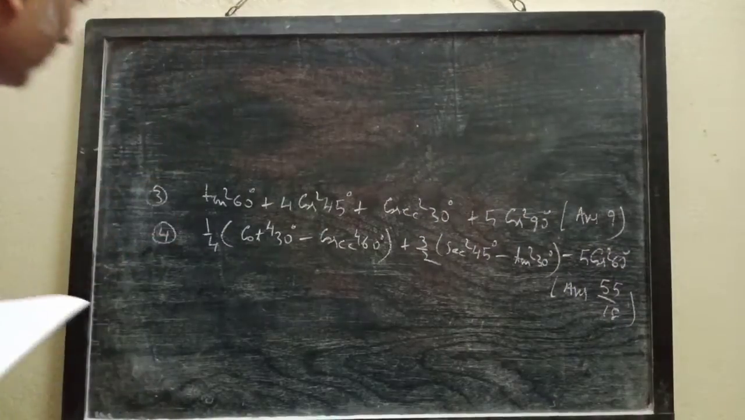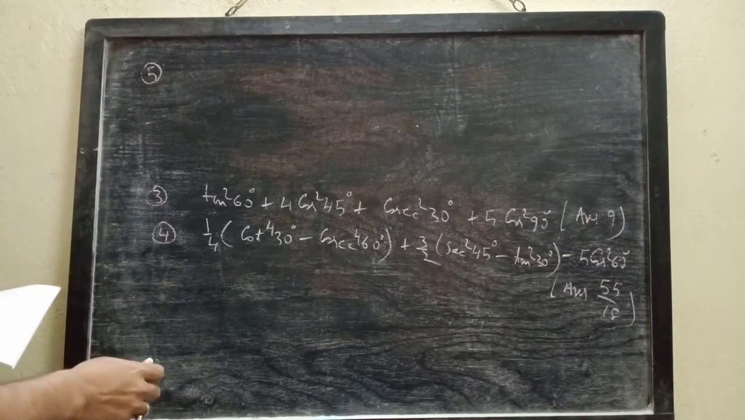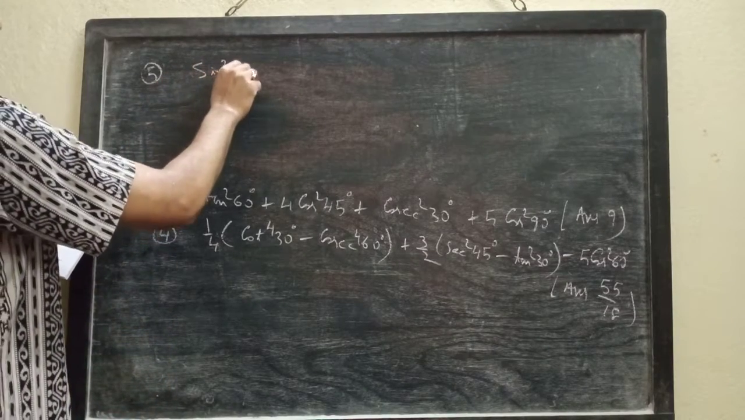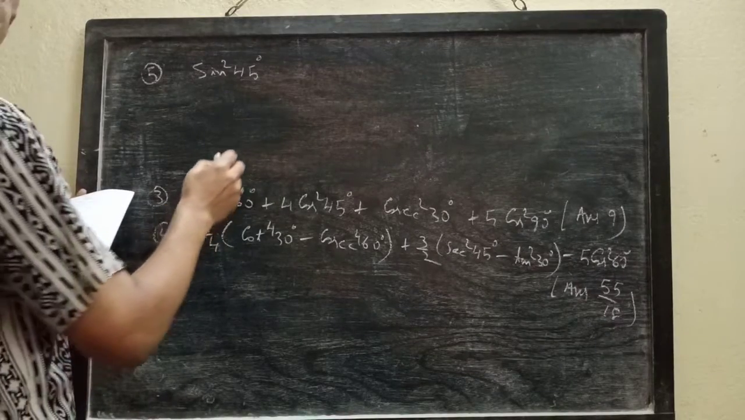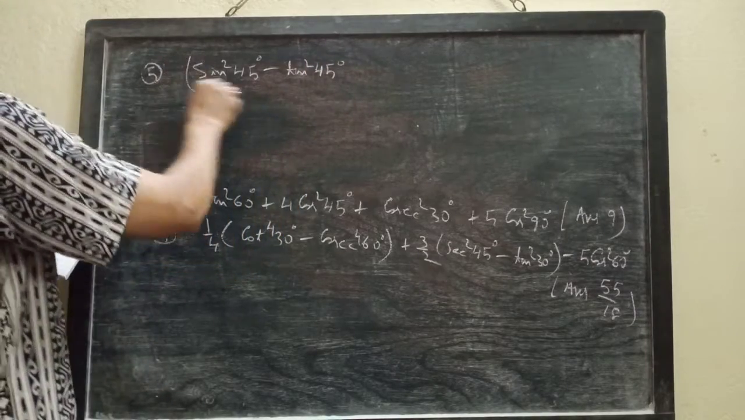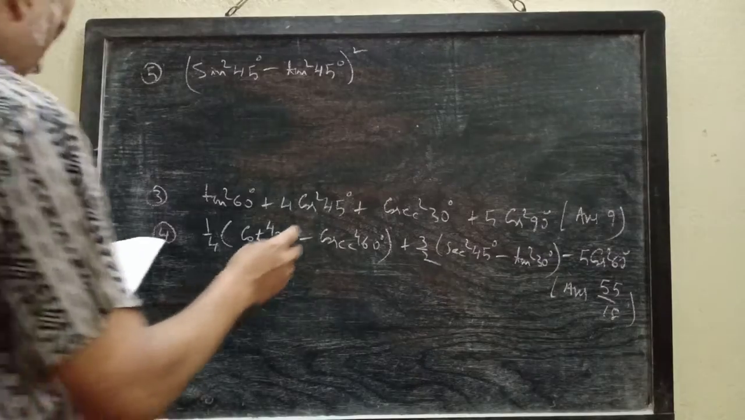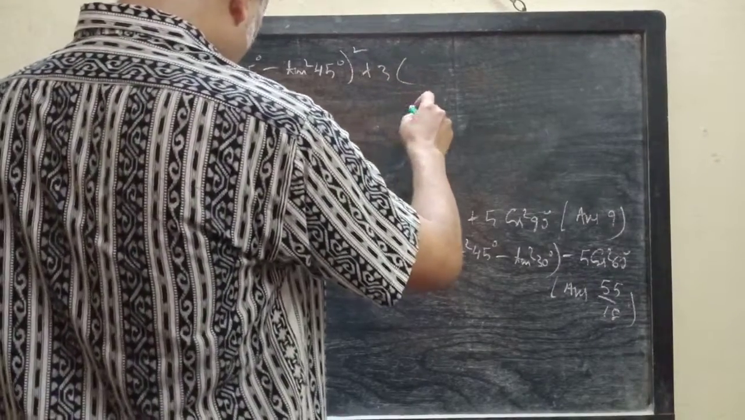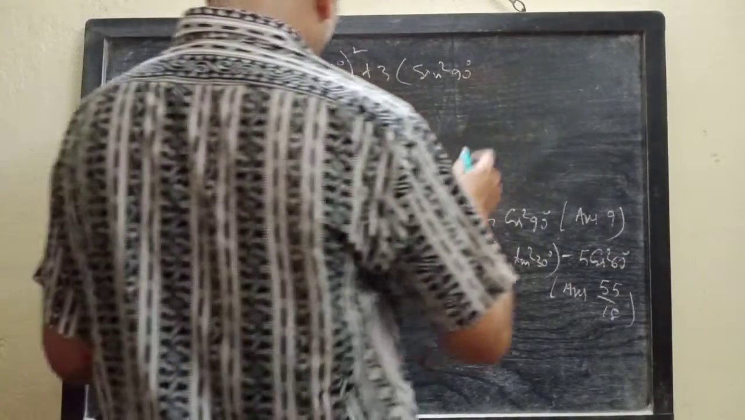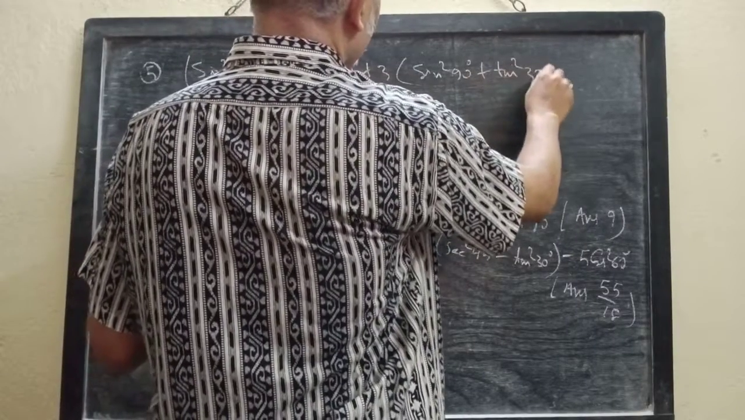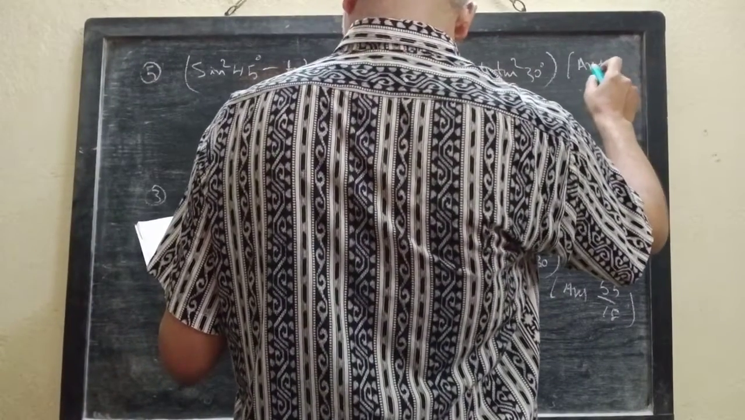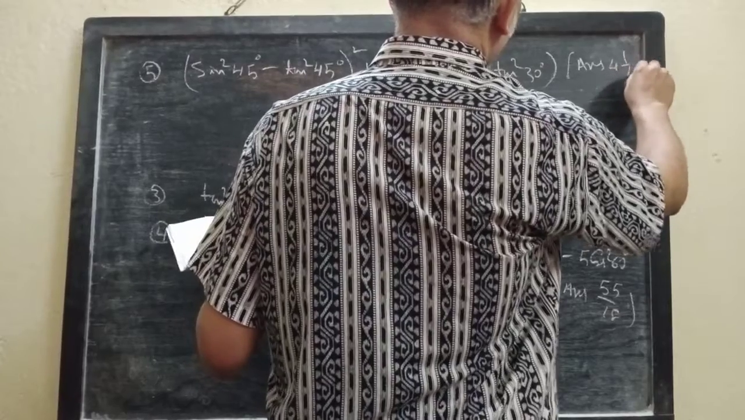Next homework. Sin square 45 degree minus tan square 45 degree within bracket whole square plus 3 within bracket sin square 90 degree plus tan square 30 degree. Answer is 4 and 1 by 4.